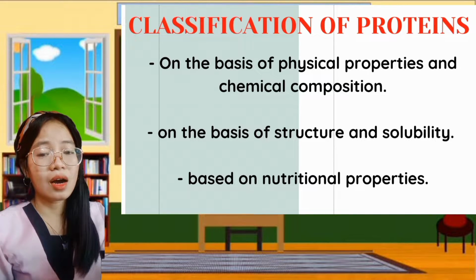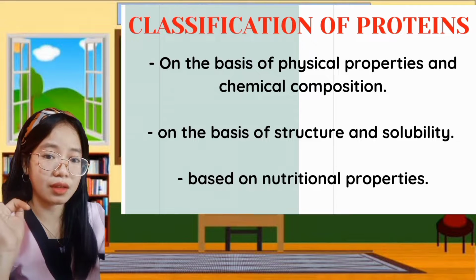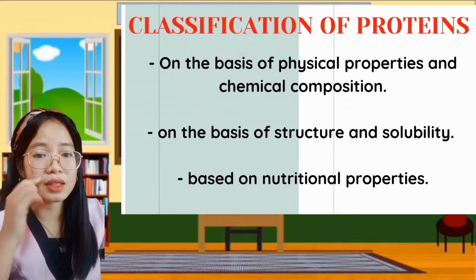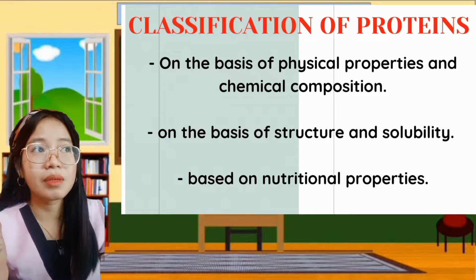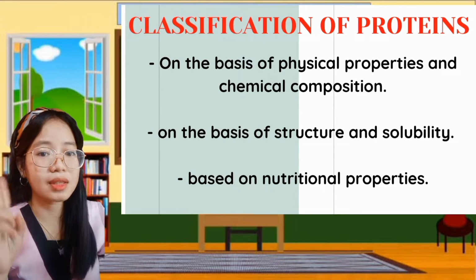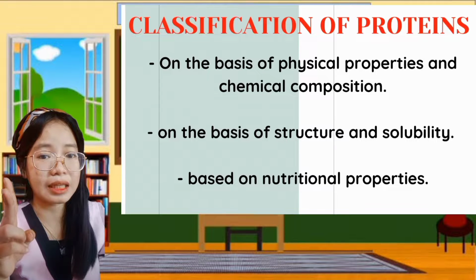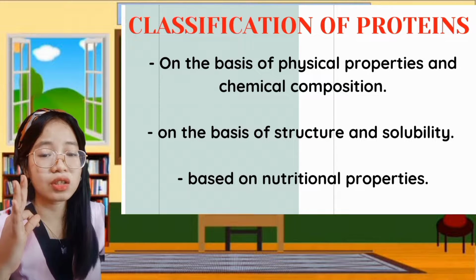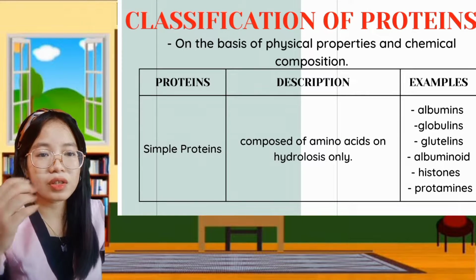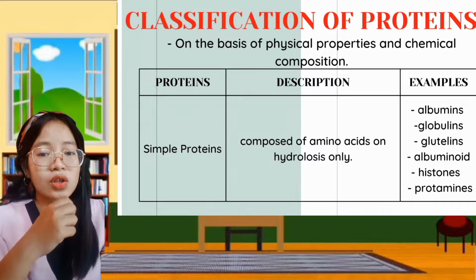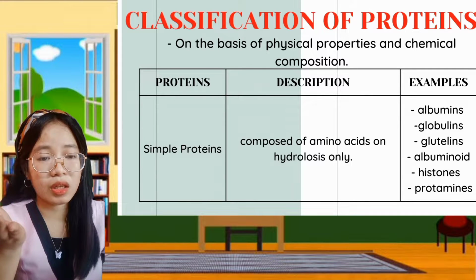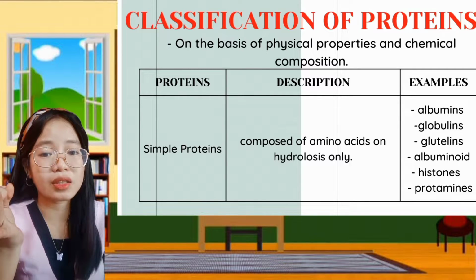Proteins are classified in three aspects. First, on the basis of physical properties and chemical composition. Second, on the basis of structure and solubility. And third, on the basis of nutritional properties. Let me first discuss the classification based on physical properties and chemical composition. Here we have three types of protein: simple proteins, conjugated proteins, and derived proteins.